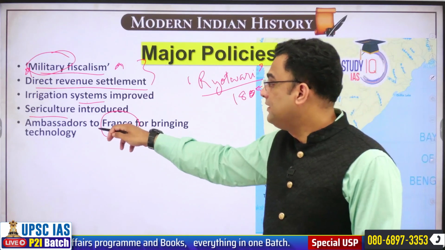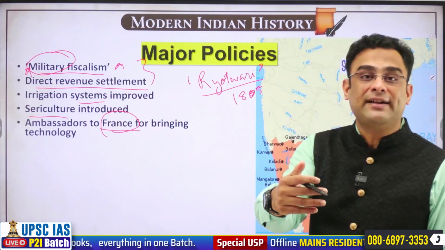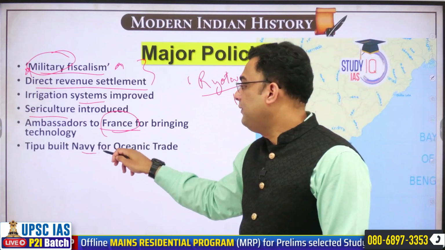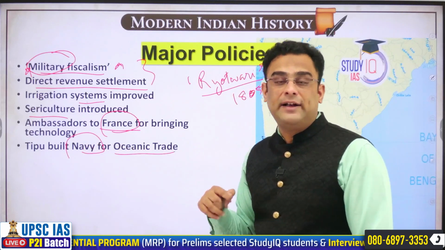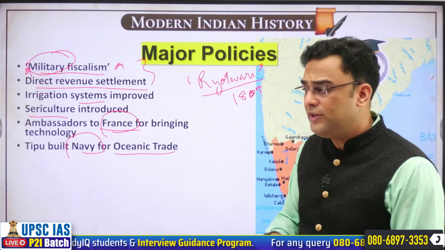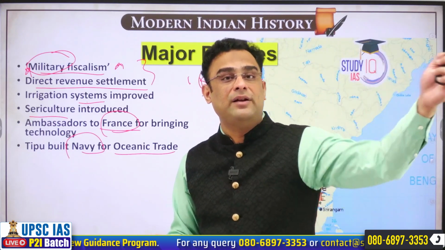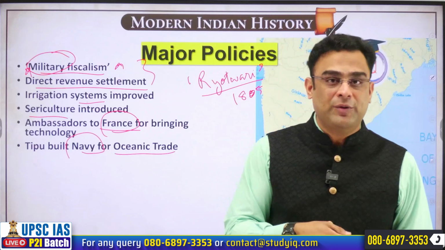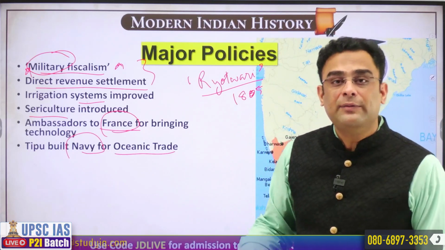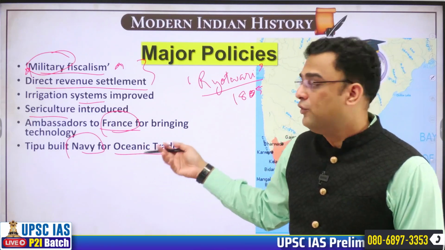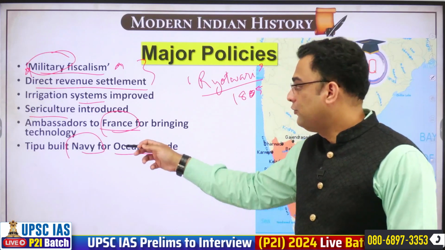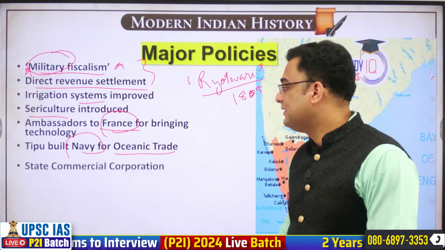So he sent ambassadors to France for bringing that technology, the technology in Europe, to India. He built a navy for ocean trade. Now, it is not sufficient to have just trading ships, because your trading ships will always be vulnerable at the high seas. European ships, these British, Dutch, Portuguese, etc., these people can always attack your trading ships. So to protect your trading lines, you need a strong navy. So he starts to build a navy in that sense.